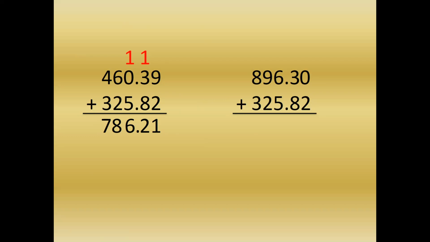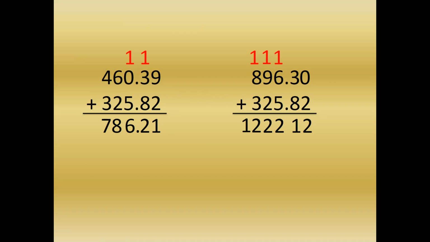So 0 plus 2 is 2, 3 plus 8 is 11, 1 at the bottom, 1 on top of the 6. 6 plus 5 is 11, plus 1 is 12, 2 at the bottom, 1 above the 9. 9 plus 1 is 10, plus 2 is 12, 2 at the bottom, 1 at the top. 8 plus 3 is 11, plus 1 is 12, so 2, and then the 1 in front of it.